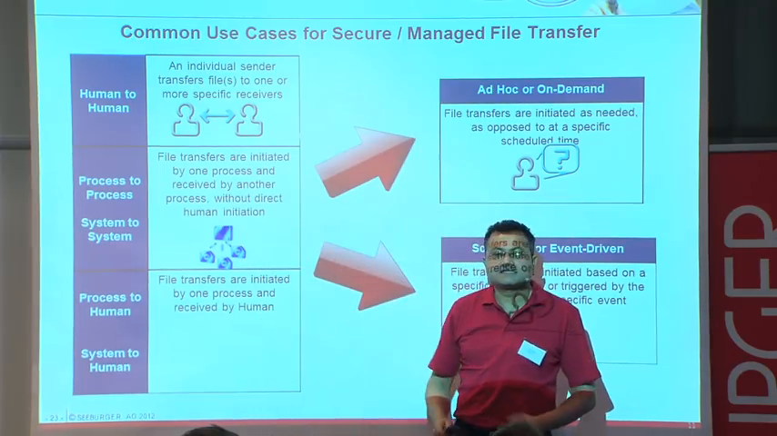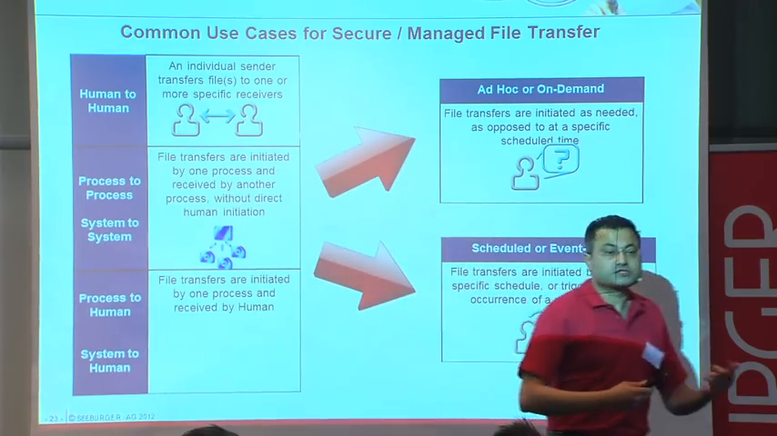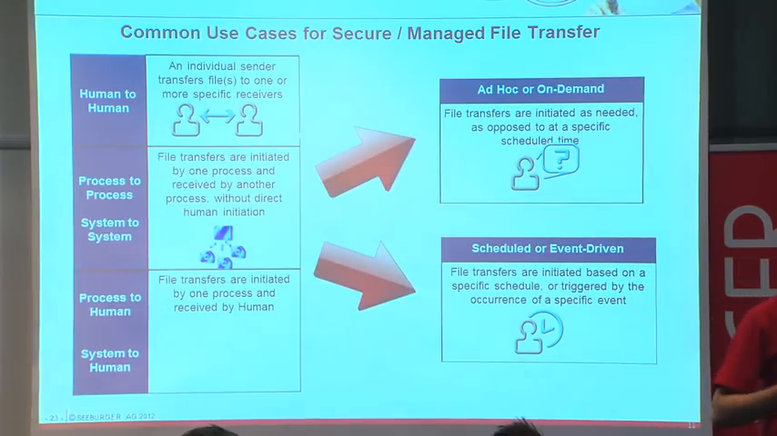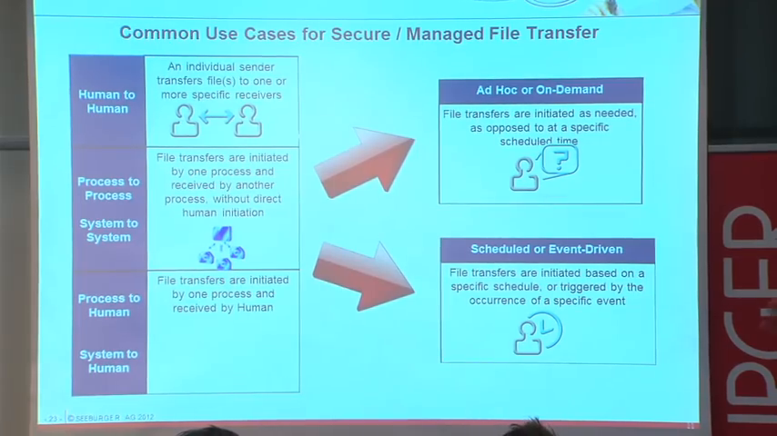Third is system to human, or process to human, where a system is rendering some kind of data to a human. So that is the third process.